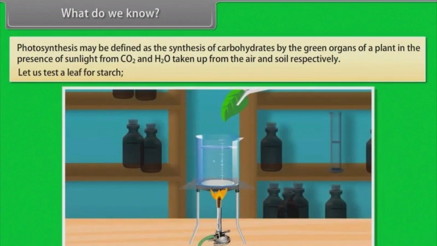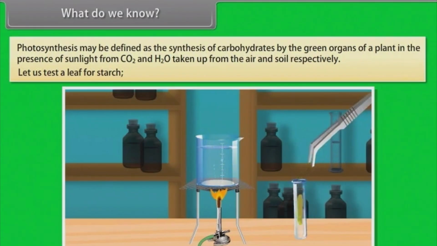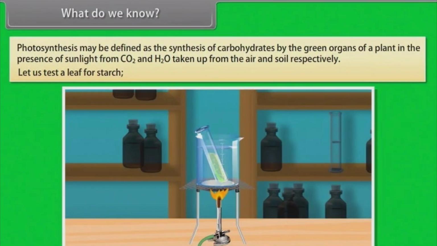Remove a green leaf from a plant. Use the forceps to place the leaf in the boiling water. Boil for 2 minutes. After that, place the boiled leaf in a boiling tube containing 90% ethanol. Now place the boiling test tube in hot water until the leaf decolorizes.